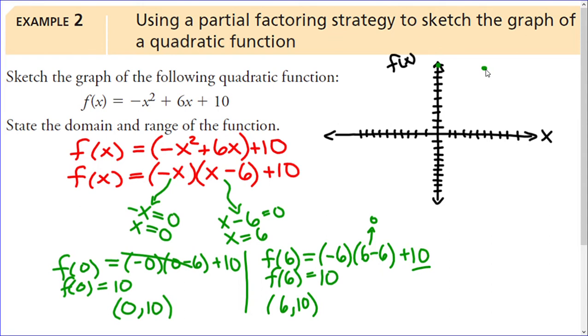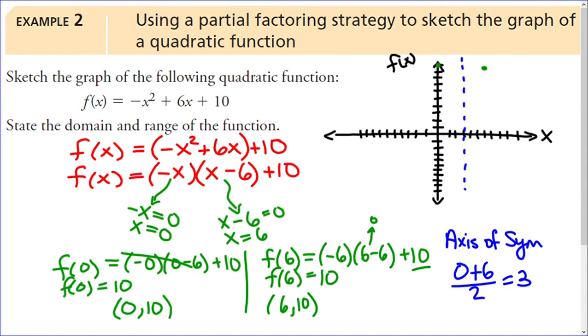So then I can take a look between these 2 points, because I have this symmetry involved here, and we can figure out what the axis of symmetry is. So between 0 and 6, what's the halfway point? My halfway point here is 3. And similar to before, for your axis of symmetry, we could add them together, remember, and divide by 2. That gives me my 3 for my axis of symmetry. So I know x is equal to 3.